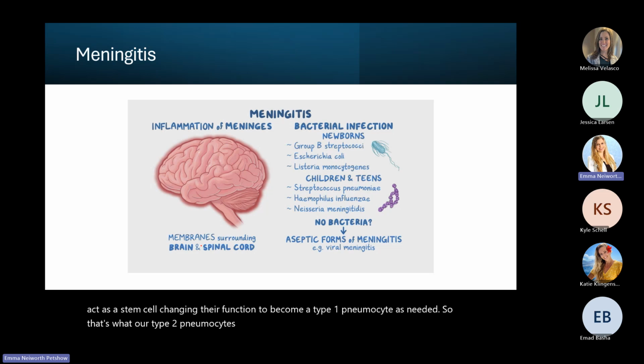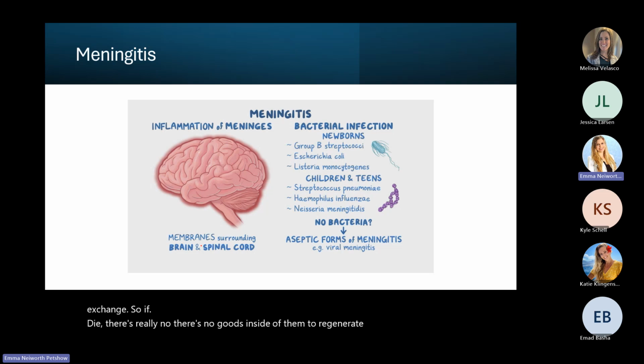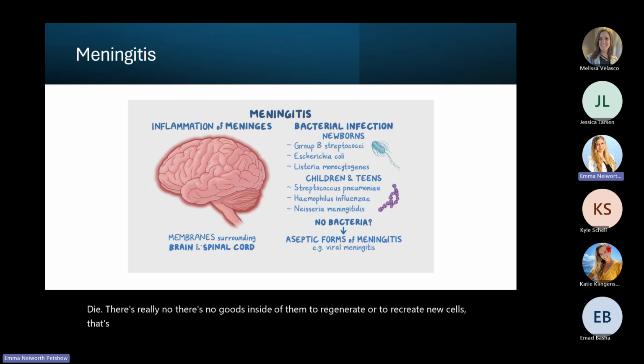Our type 1 pneumocytes, they're flat. All they can do is just be present as the lining of our alveoli, and they're just allowing a space for gas exchange. So if they die, there's no goods inside of them to regenerate or to recreate new cells. That's what our type 2 pneumocytes do.